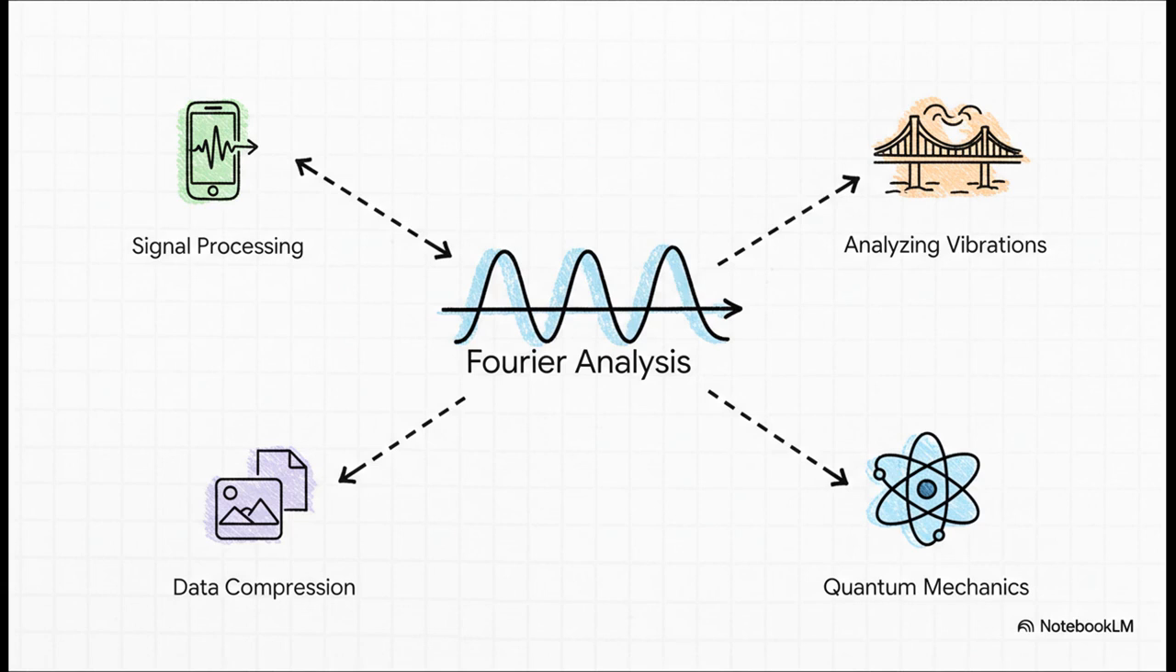Fourier analysis is the engine running behind the scenes of our digital world. It's at the heart of how we process audio and image files. It's how JPEG compression works. It's used to analyze vibrations and bridges to make sure they're safe. And it's absolutely essential in the bizarre, wave-based world of quantum mechanics.